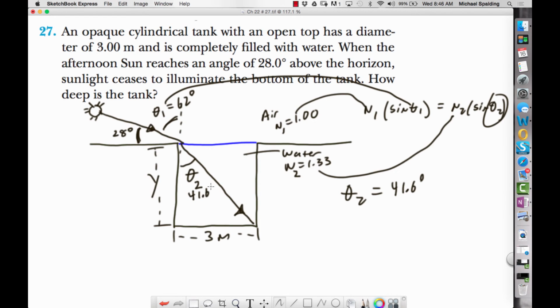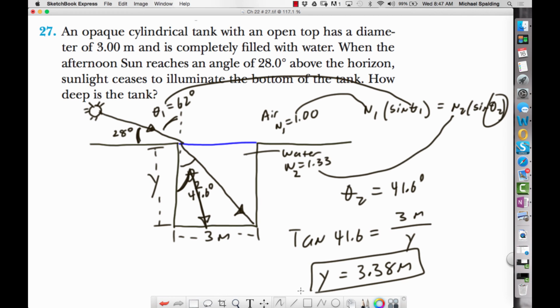The rest of this is a trig problem. We have the opposite, and we're looking for the adjacent. So what's that? Tangent. Tangent 41.6 equals opposite, which is 3, over the depth. So then y comes out as 3.38 meters. That's the depth of the water. Nice.